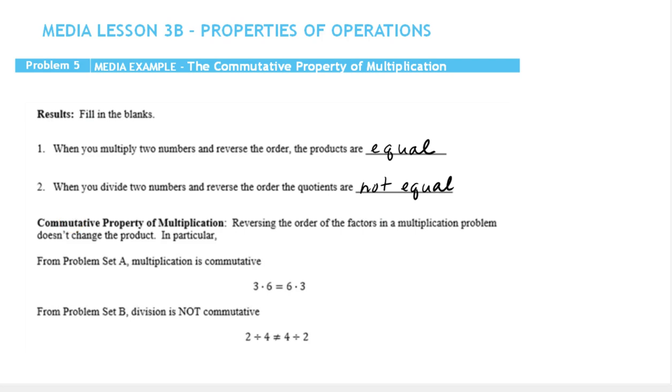So this is the commutative property of multiplication. Reversing the order of the factors in a multiplication problem doesn't change the product. In particular, we saw that 3 times 6 equals 6 times 3. But this didn't, so multiplication is commutative. Division is not commutative. We saw that 2 divided by 4 does not equal 4 divided by 2. So we're going to need to be careful. We can use the commutative property for multiplication problems, but for division problems, if we reverse the order, it will change our answer.